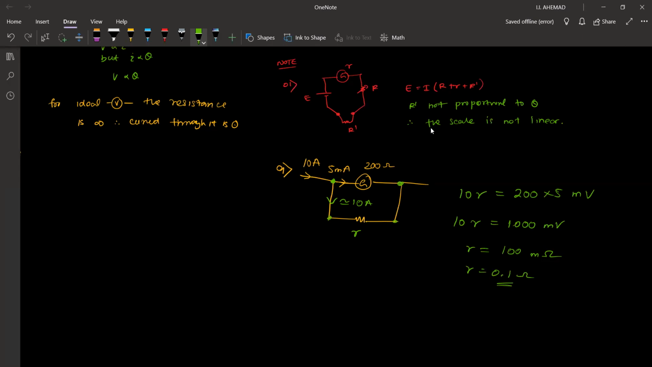Got this answer? And how about the idea? Clear? Okay, try the remaining questions on the moving coil meters. Let's meet in the next session. Assalamu alaikum.